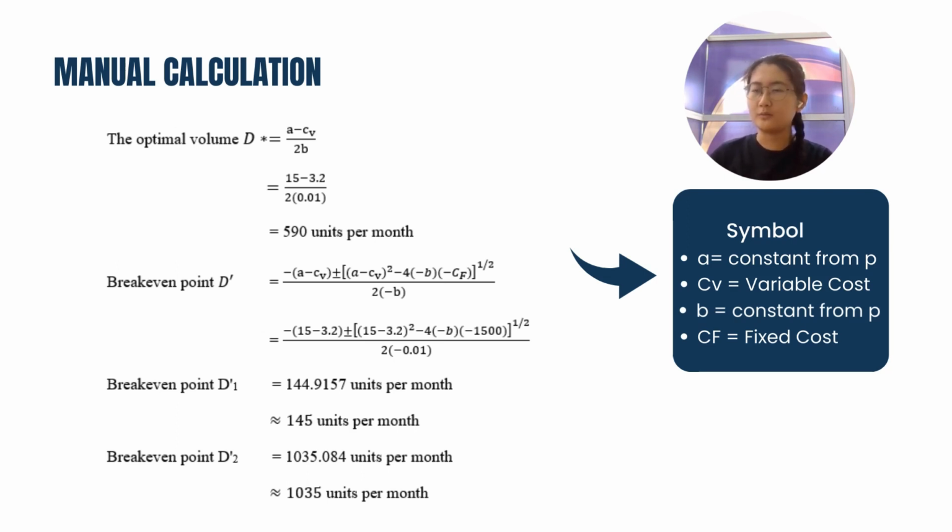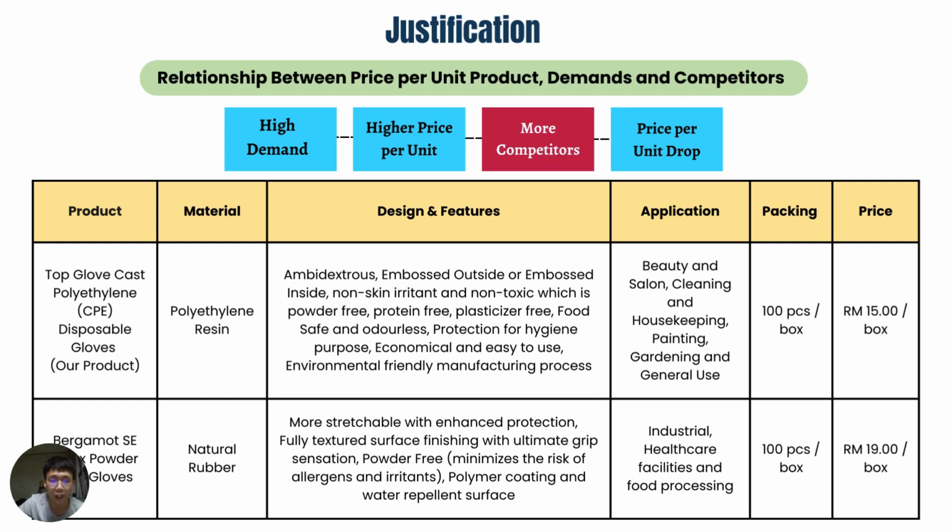To find the optimal volume D, we'll use the formula given here and substitute all the values into it. Lastly, we will get about 590 units per month. For break-even point D prime 1, we will use this formula, but we will use the plus symbol to find it. Lastly, we will get about 145 units per month. For the break-even point D prime 2, by using the same formula but using the minus symbol, we will get about 1035 units per month.